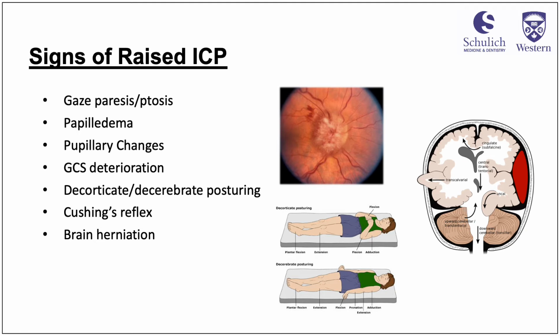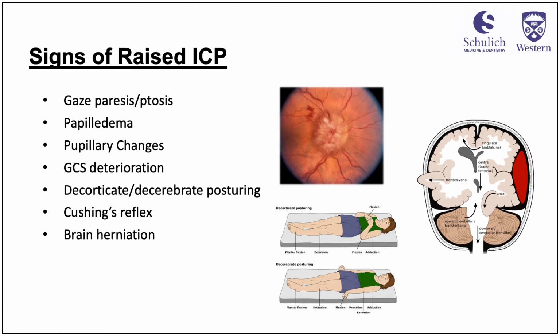You can get fundal hemorrhages in an acute setting, and generally that's thought to be secondary to an acute and more severe increase in your ICP. And actually, in some cases, you don't get papilledema in raised ICP, and it's also thought to not always be present in traumatic brain injury, even if you have a raised ICP.